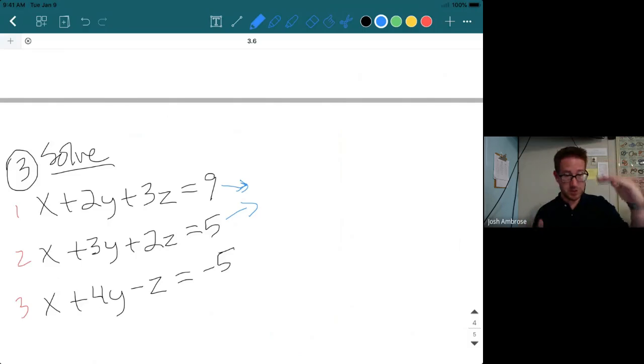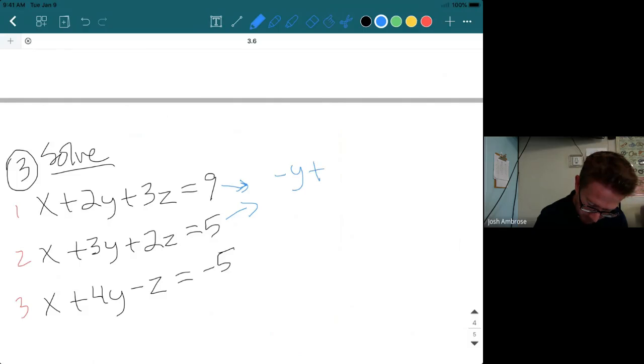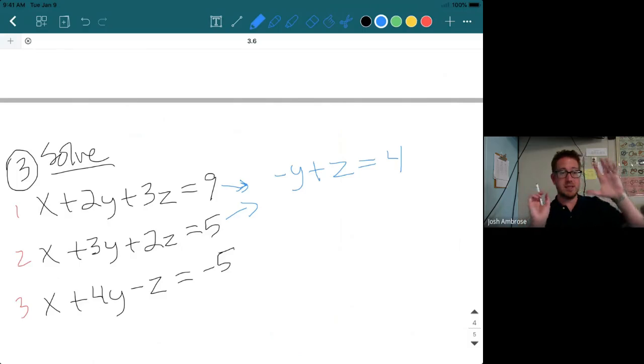So right off the bat, equations 1 and 2, we could eliminate x, and we're going to use subtraction to eliminate x. And what is that going to get us? That is going to get us a negative y plus z equals 4. So what I want you guys to see is I took equation 1 and equation 2, and I used subtraction. All right, so that x is dropped out. 2 minus 3 is negative 1. 3 minus 2 is positive 1. 9 minus 5 is positive 4. That's how I got that brand new equation.